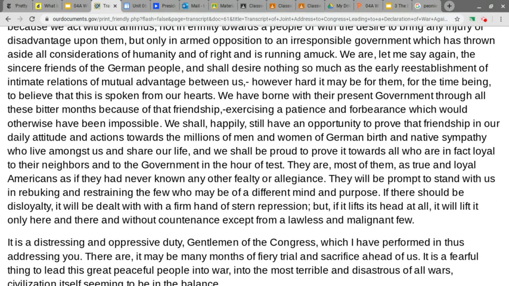again, the sincere friends of the German people and shall desire nothing so much as the early reestablishment of intimate relations of mutual advantage between us, however hard it may be for them, for the time being, to believe that this is spoken from our hearts. We have borne with their present government through all these bitter months because of that friendship, exercising a patience and forbearance which would otherwise have been impossible.